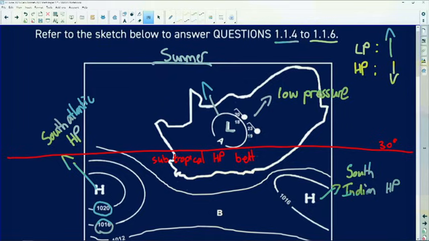Okay, so we have identified the South Atlantic high pressure. We have identified a low pressure over the interior. We have identified the South Indian high pressure. We can see the temperatures are mild. We have 20 degrees, dew point temperature 18, full cloud cover, wind direction is northwest, and a wind speed of 10 knots. Now let's just quickly look at the questions and see if we might have answered some of these questions while we looked at this diagram.